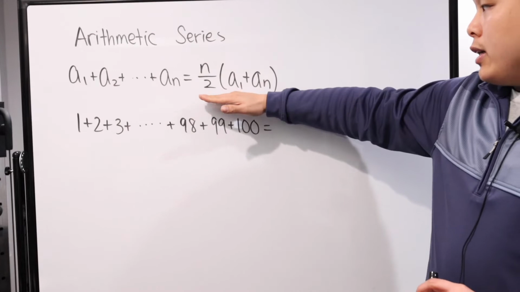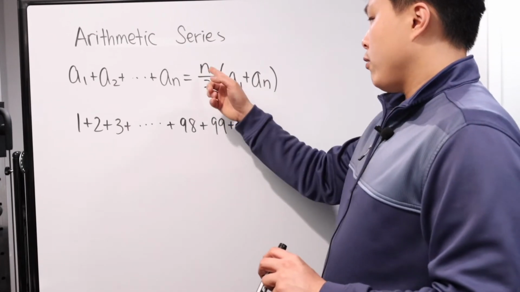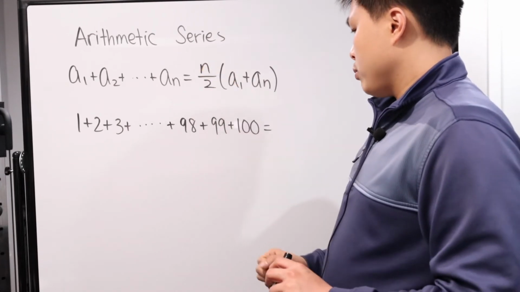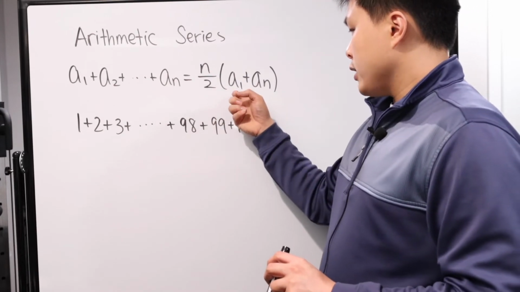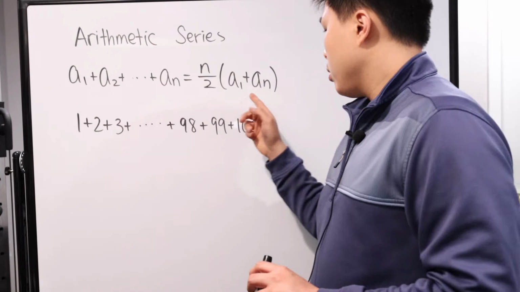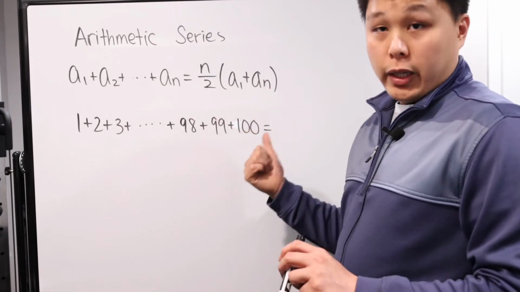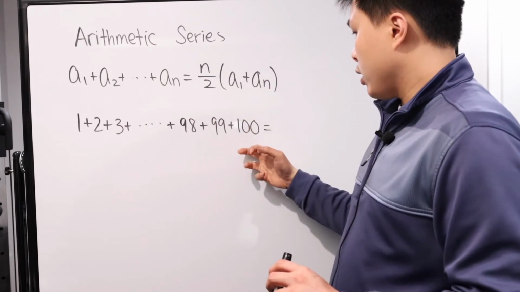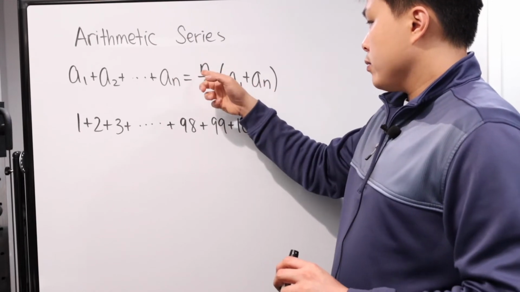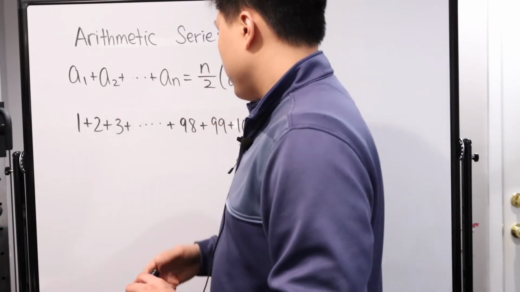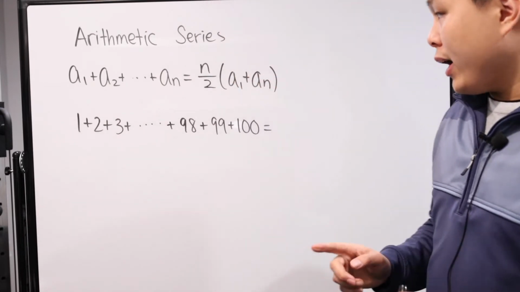In this case, the number of terms is going to be 100. So 100 divided by 2 times parentheses of a sub 1, which is going to be 1, plus a sub n, which is going to be a sub 100, in this case 100. So it's going to be 100 plus 1, times 100 over 2, or 50. And that would be your answer. But why the heck does that work?